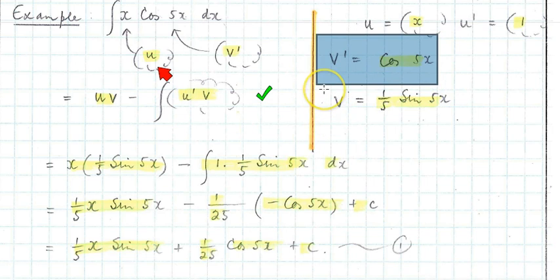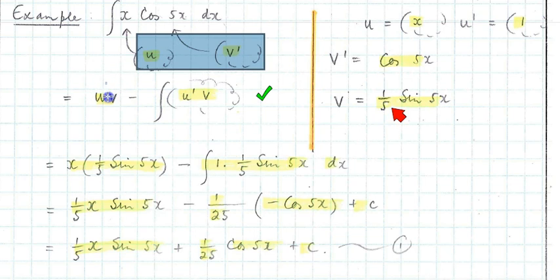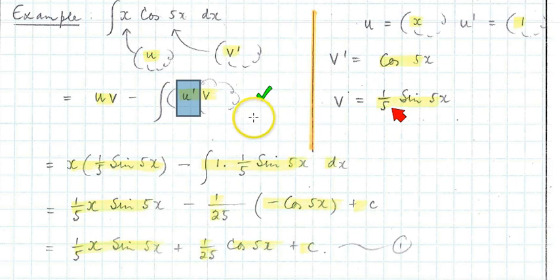How do I find v from v dashed? I must integrate. So the integral of cos 5x is sine 5x, and then divide by the derivative of 5x, which is 5, and I get a fifth sine 5x. All right. Why have I done that? Well, because look what we've got here. We've got uv dashed here, but in the formula I need v, so I had to find v. And I also needed u dashed in the formula, so that's why I had to find u dashed.